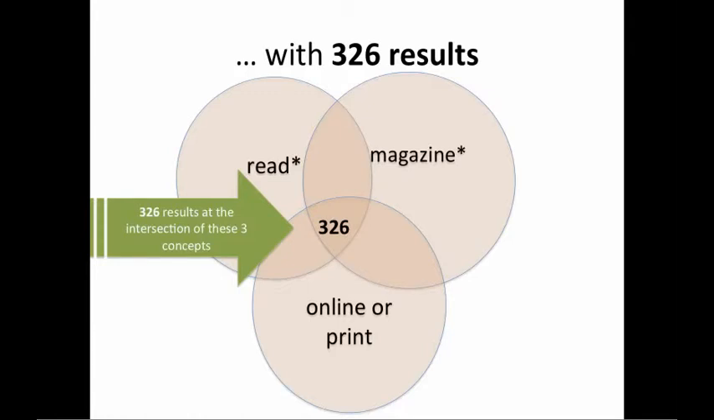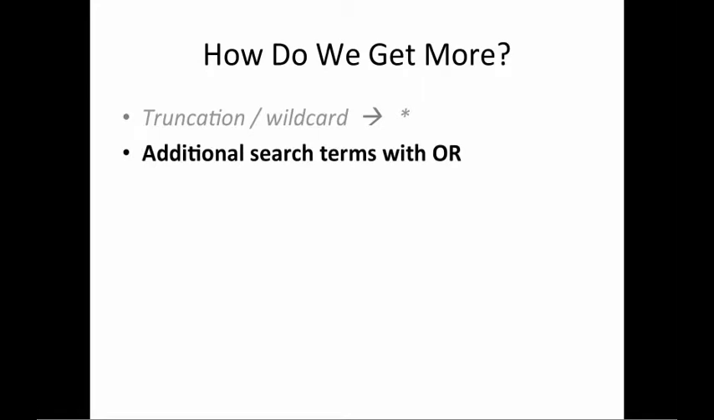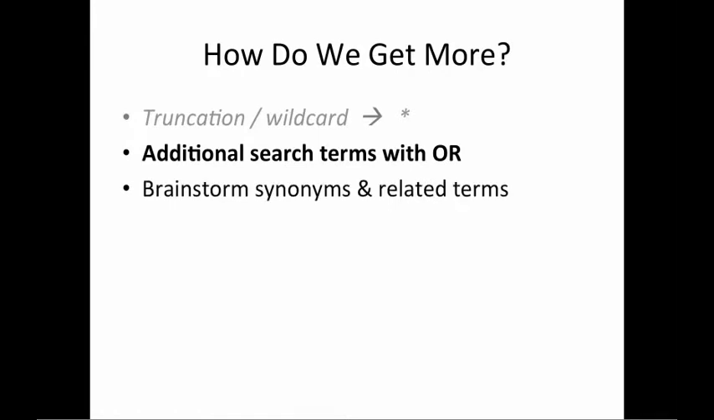So that's a lot. I still am kind of thinking we might want to try and get some more articles. We talked about using the truncation wildcard, and now what I want to do is come up with even more search terms and OR them together to get more results. So what we can do is brainstorm synonyms and related terms.